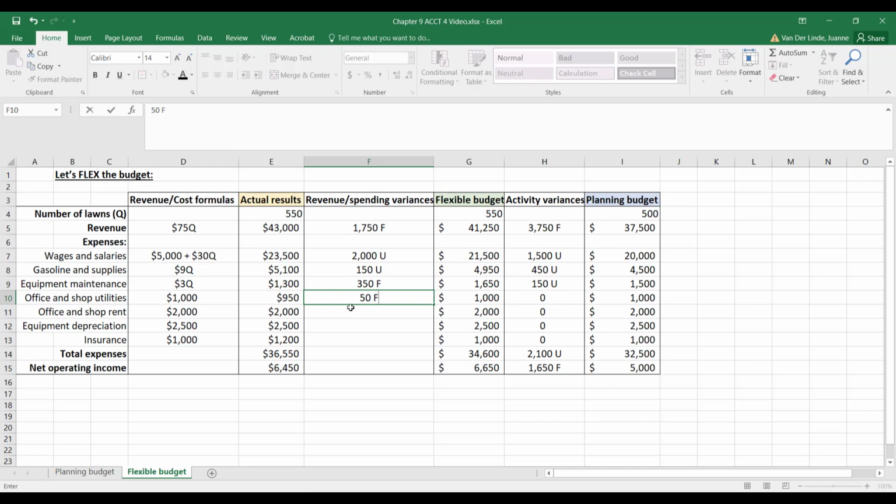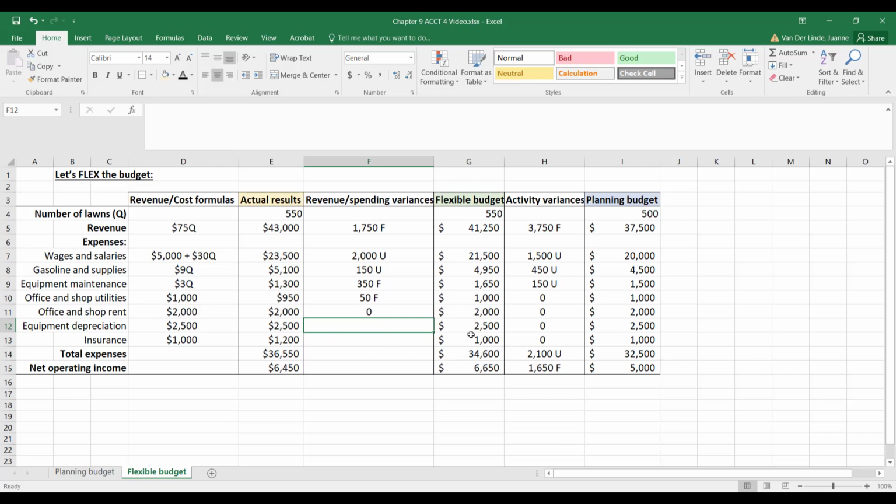So that could be an explanation for that variance there. What about rent? Well, we should have spent $2,000 and we spent $2,000. So that didn't change, so there's no variance there. And that one kind of makes sense. Unless the rental contract is renewed or altered, we shouldn't see a variance there.